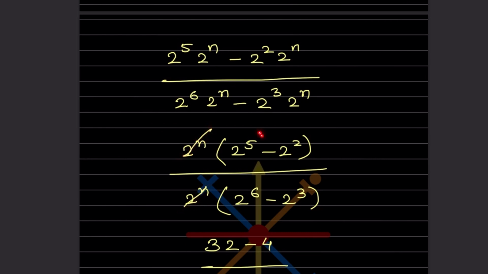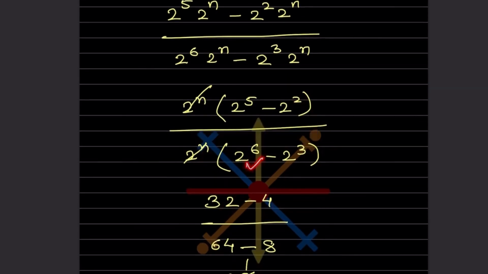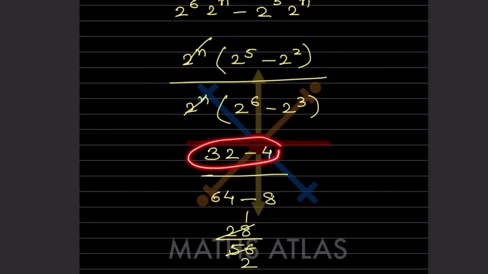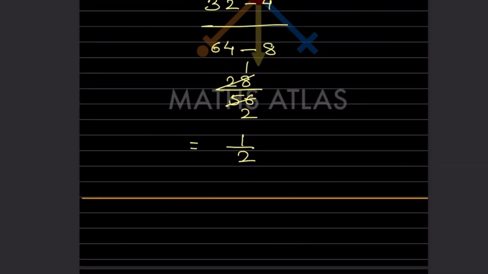So 2 raised to 5 is 2 multiplied 5 times, that is going to be 32. 2 raised to 2 will be 4. Again here 2 raised to 6, 2 multiplied 6 times, that is going to be 64. This will be 2 multiplied 3 times, that will be 8. So now you know this is 32 minus 4, that is going to be 28, and this is 56. If you know the table of 28, 28 ones are 28, twos are 56. So that will be 1 by 2 is the answer.